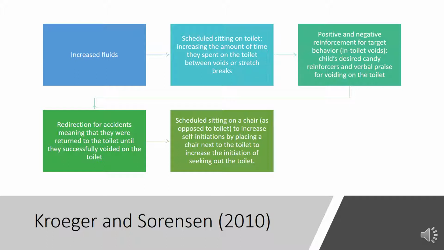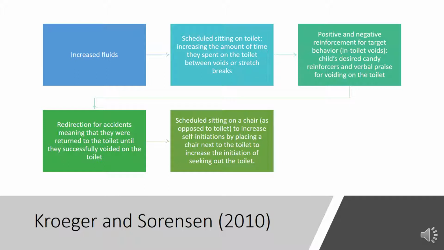So Kroger and Sorensen conducted a study with 2 children. One of them was named Marvin and the other one was Chris. They were both small children. Marvin was 4 and Chris was 6. They did a replication of the Azrin and Fox study, and they implemented those 5 techniques, as in they increased the fluid. So both boys were given an increased amount of fluid, so they were drinking fluids constantly, whether it be water, juice, anything that was preferred, just to really increase the amount of fluids they were taking in.